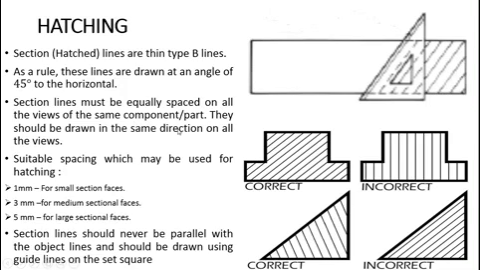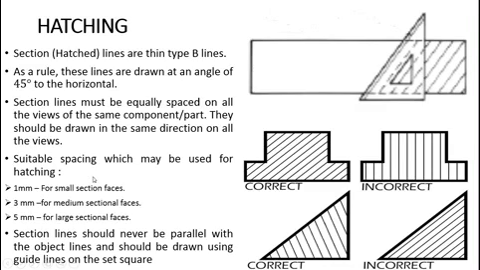Section lines must be equally spaced on all the views of the same components or parts. They should be drawn in the same direction on all the views. As you can see here, all the section views are going in the same direction. All these drawings here, the section views, are going in one direction.